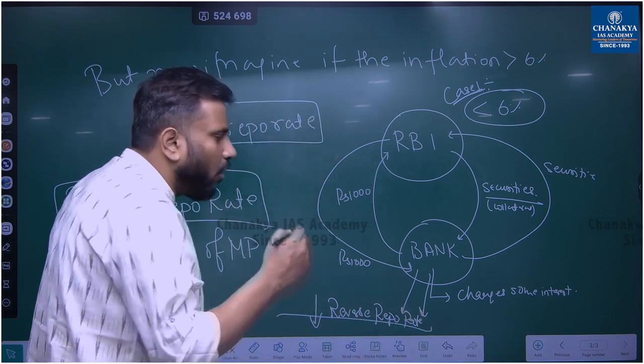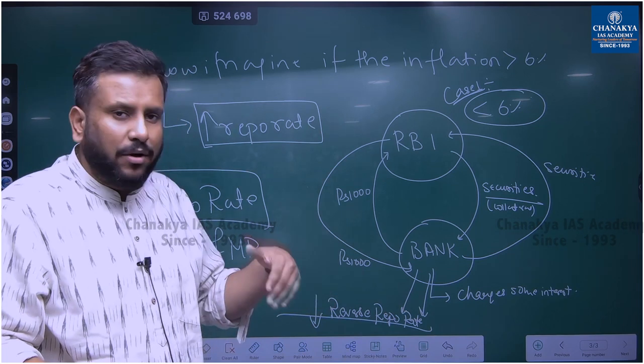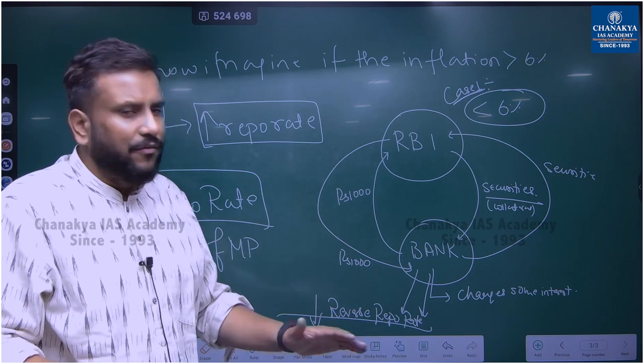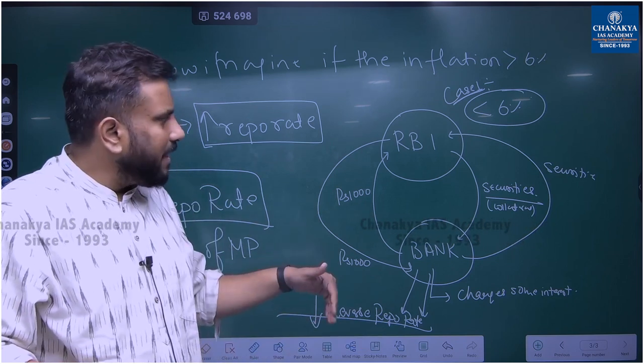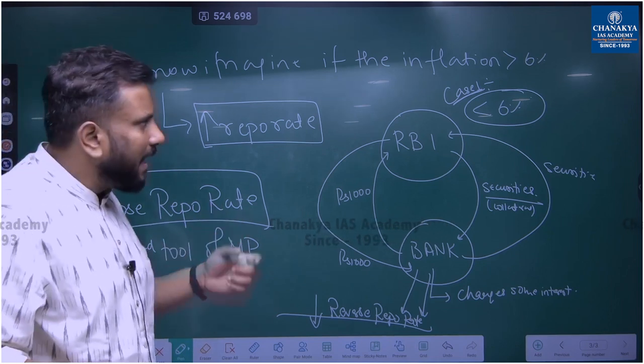Because RBI does not want the banks to deposit money with them. Rather, RBI wants that banks should lend more and more money to the public. In that case, the RBI will reduce the reverse repo rate so that banks are not incentivized to deposit money with RBI. So this is case one.